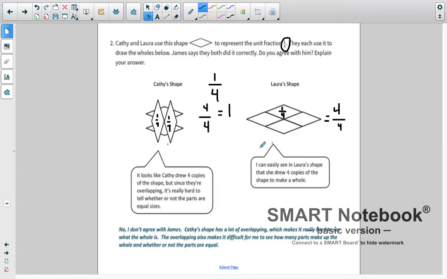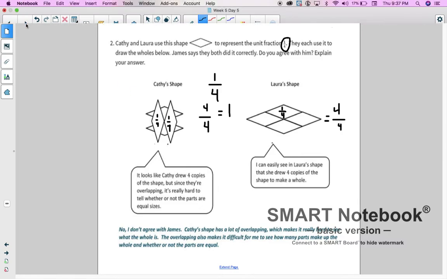All right? So we got to make sure, even though it looks like she did it correctly, you got to make sure that you can see all the pieces because I don't know if this is a full diamond because I can't see the whole entire thing because these 2 in the front are covering it. All right, let's move on.